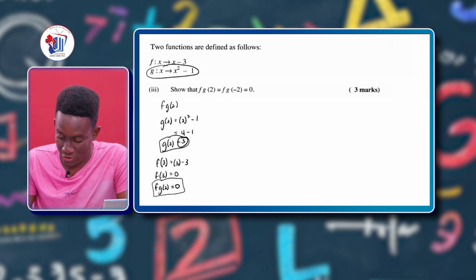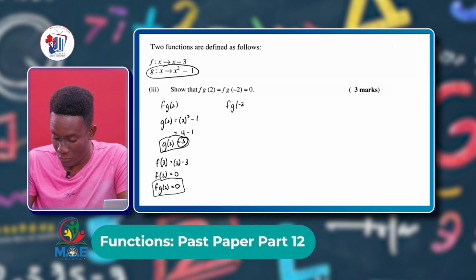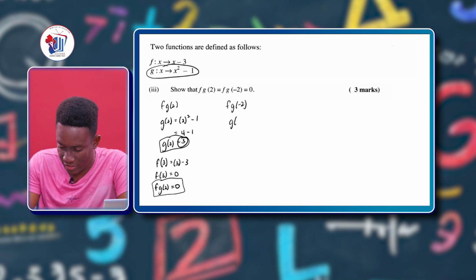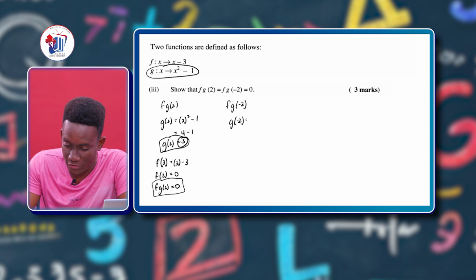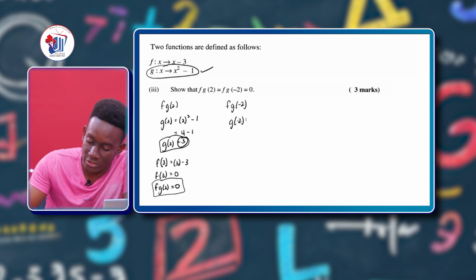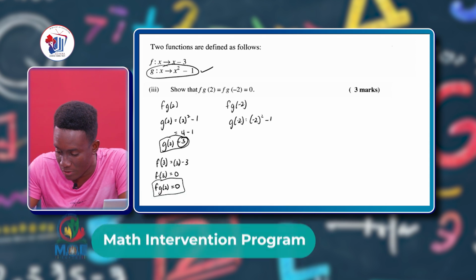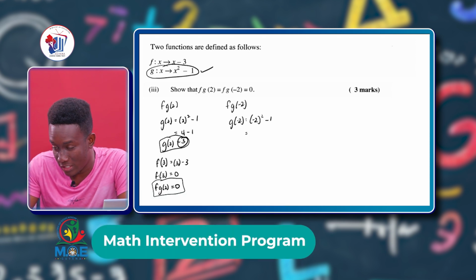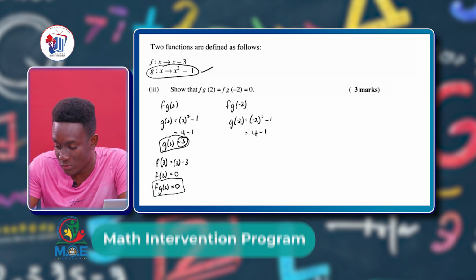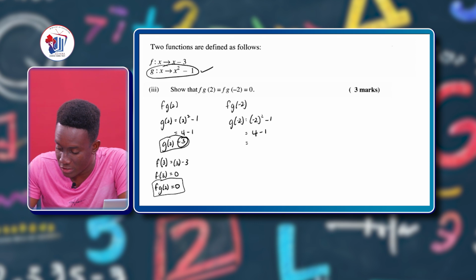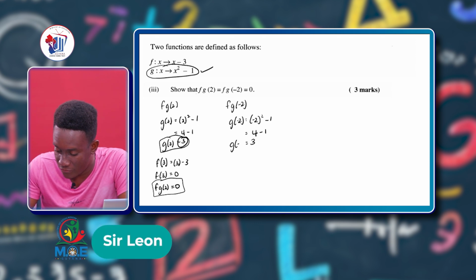So now we must find fg of negative 2. So fg of negative 2 would be, we find g of negative 2. So let's repeat what we did just now. So g of negative 2 would be, we put that in the function g of x. So this would be x squared, which would be negative 2 squared minus 1. So negative 2 squared would be negative 2 times negative 2, which would be 4 minus 1. So 4 minus 1 is 3. So g of negative 2 is equal to 3.